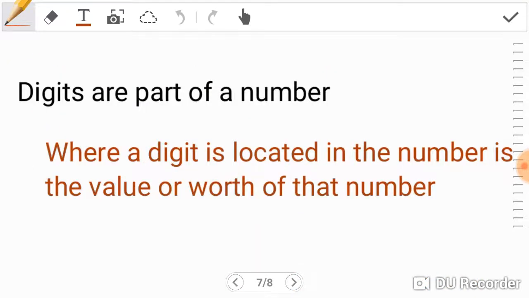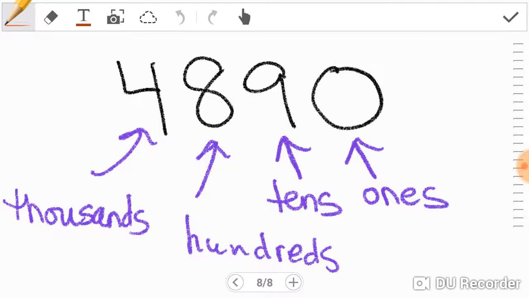So remember that digits are part of a number, whether it's a 2-digit number, 3-digit number, or 10-digit number. Digits are part of a number. And where a digit is located in a number is the value or the worth of that number. Now, let's review before we go, for example, this number, 4,890, has 4 digits. We have a 0 in the ones, 9 in the tens, 8 in the hundreds, and 4 in the thousands. Remember, digits are part of a number, and where they're located matters. That's why place values are important in mathematics.